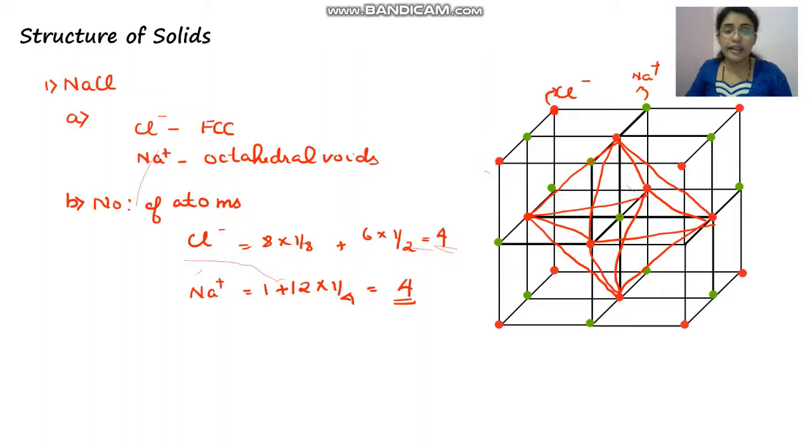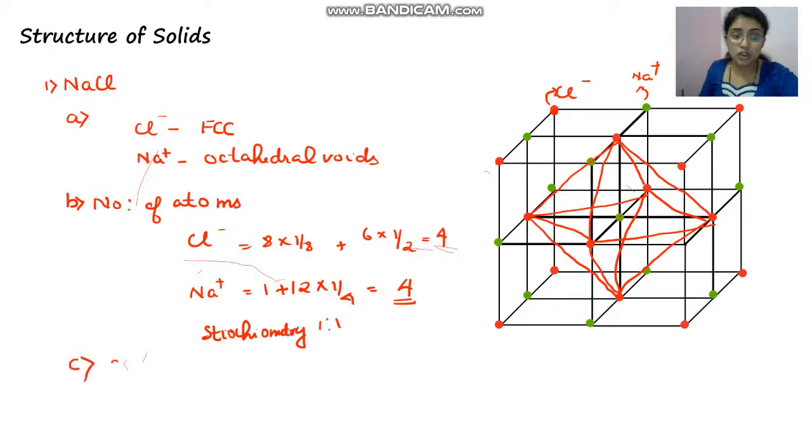So I can write this stoichiometry to be 1:1. This stoichiometry can be written to be 1:1 for a sodium chloride crystal. If I take the structure of sodium chloride, this is how the stoichiometry would look. Also, the third thing that I can do is talk about the coordination number.